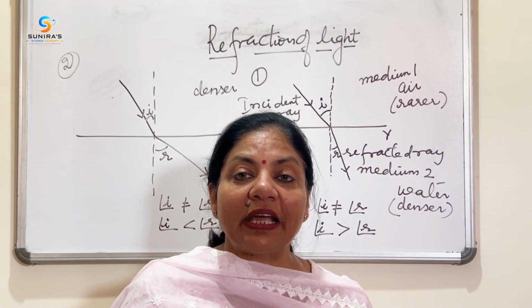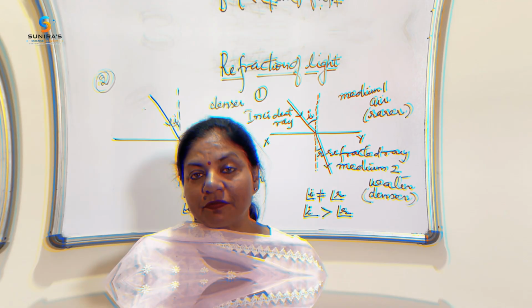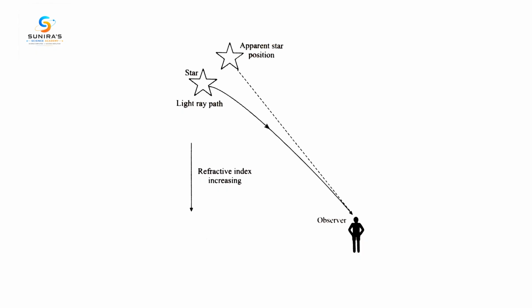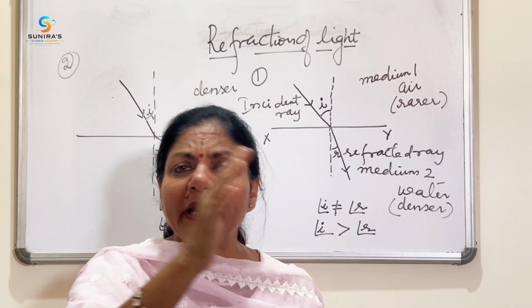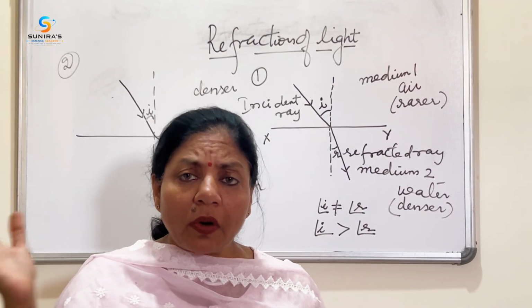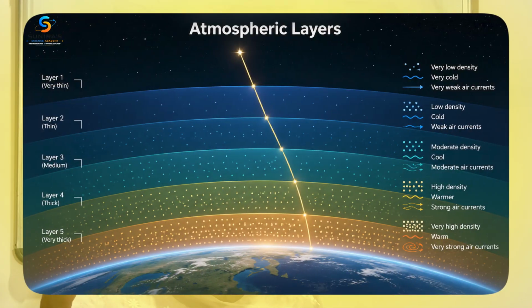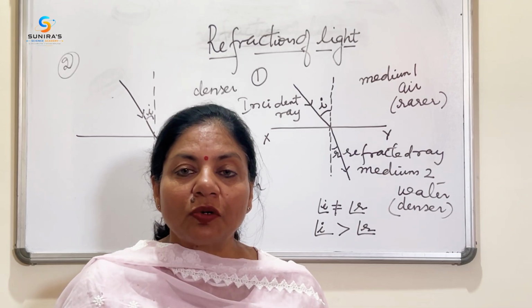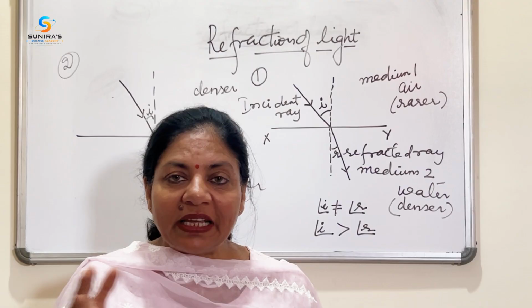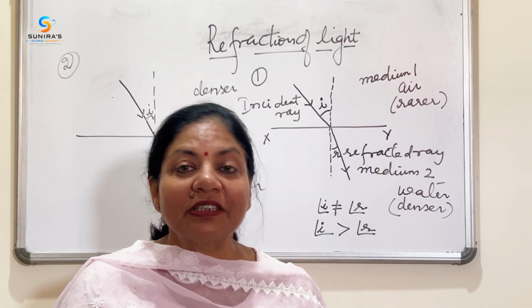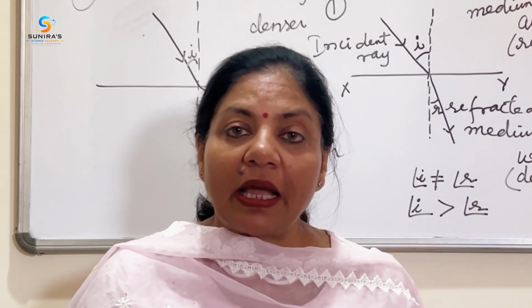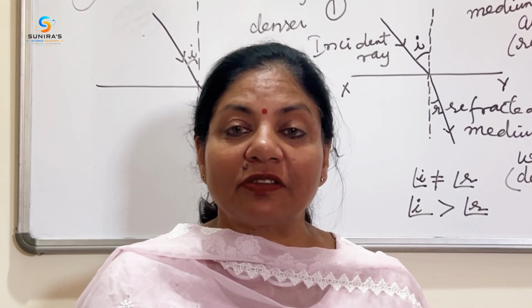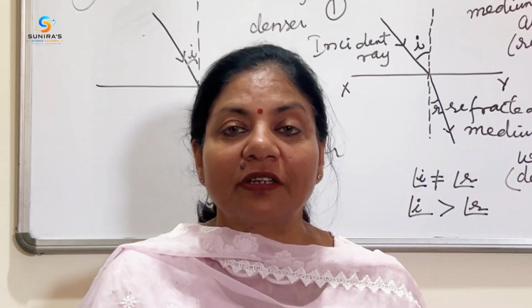Another example you can take is the twinkling of stars. Stars twinkle. That's also because of atmospheric refraction of light. The physical conditions in our atmospheric layers are not the same in all layers. Okay, so the optical density changes. The amount of light entering our eyes does not remain the same, and that gives a twinkling effect. That's also because of refraction of light.